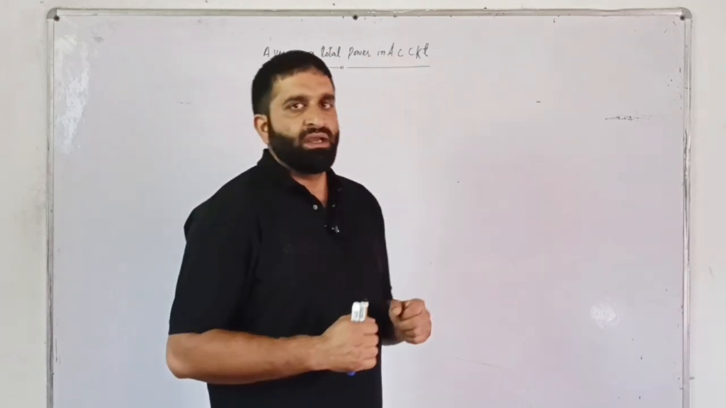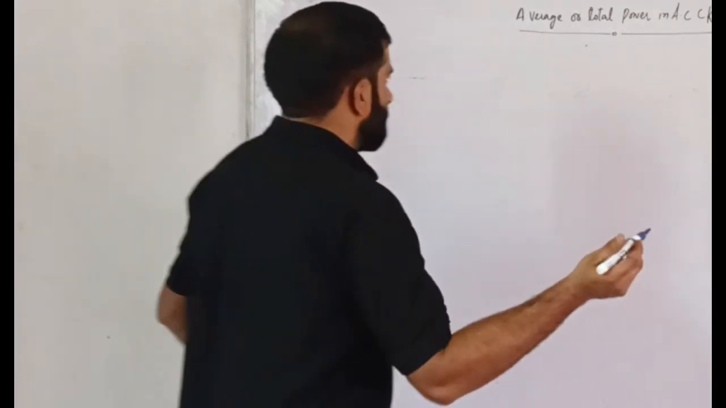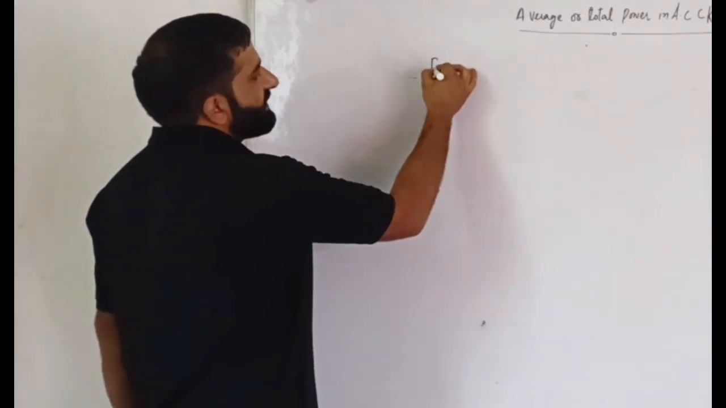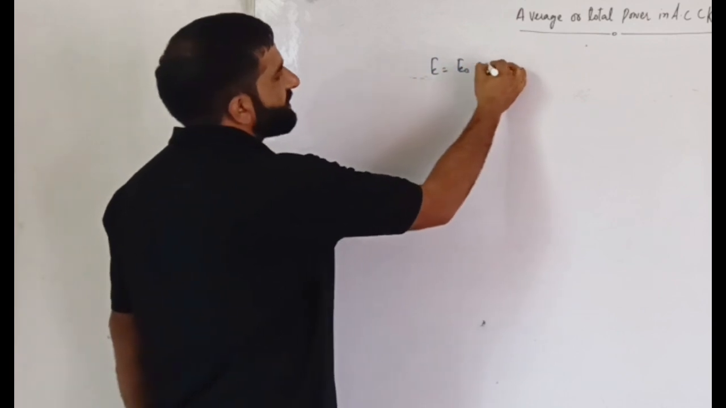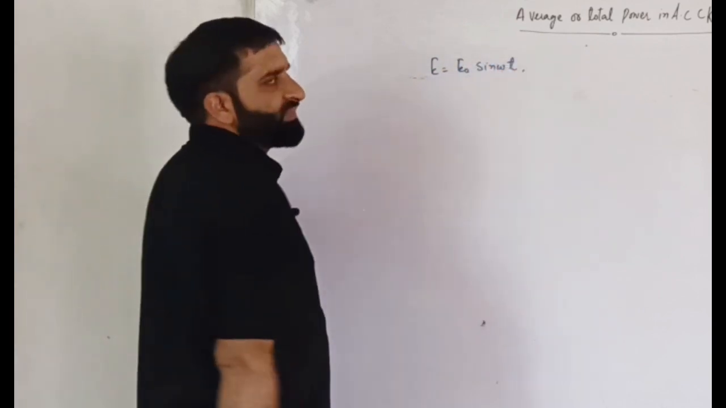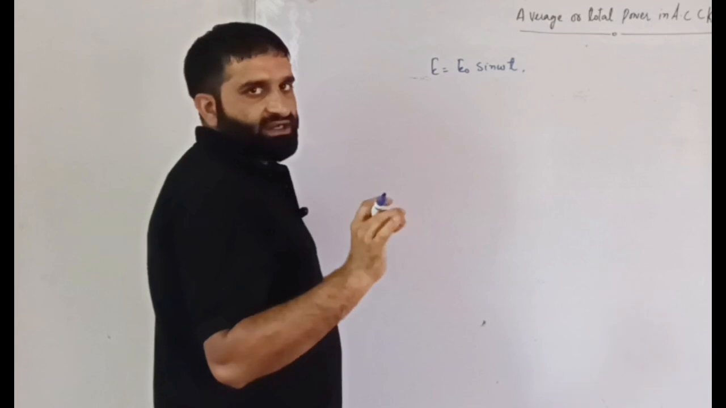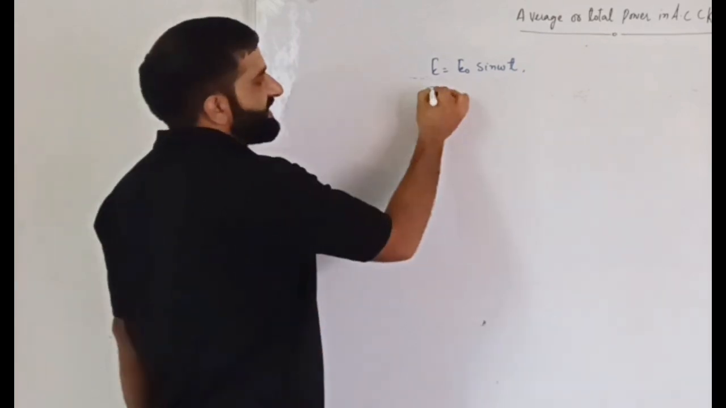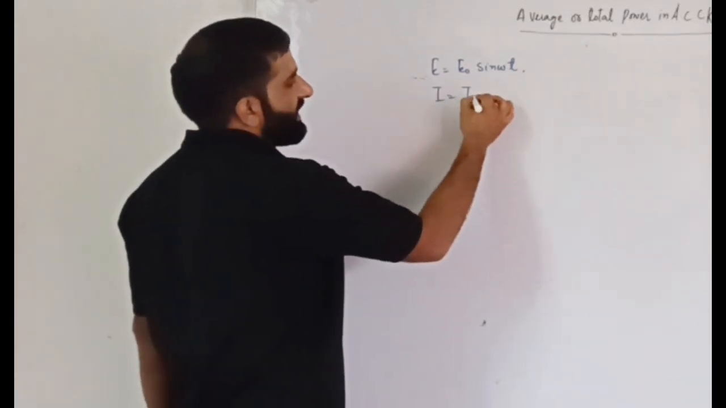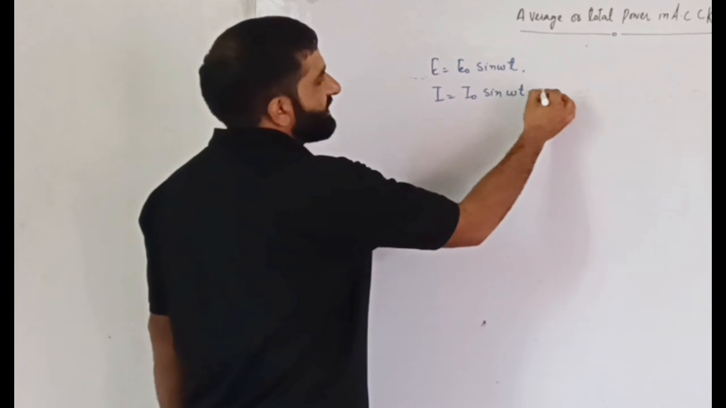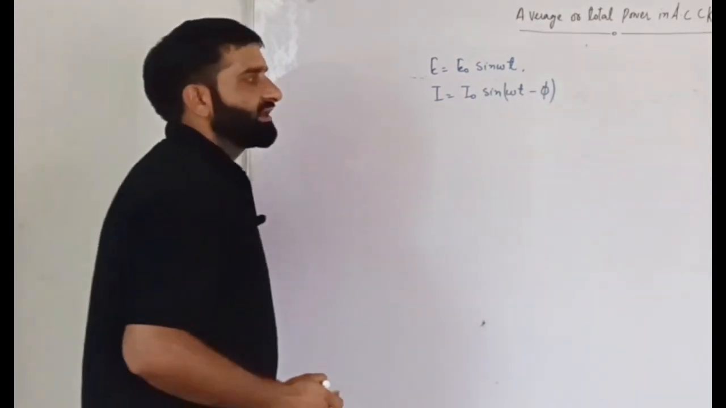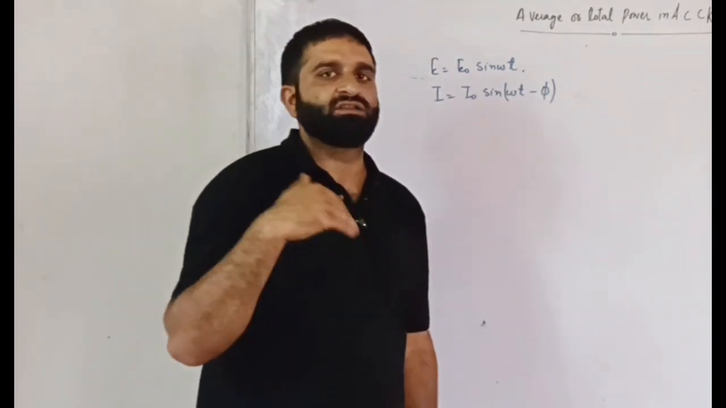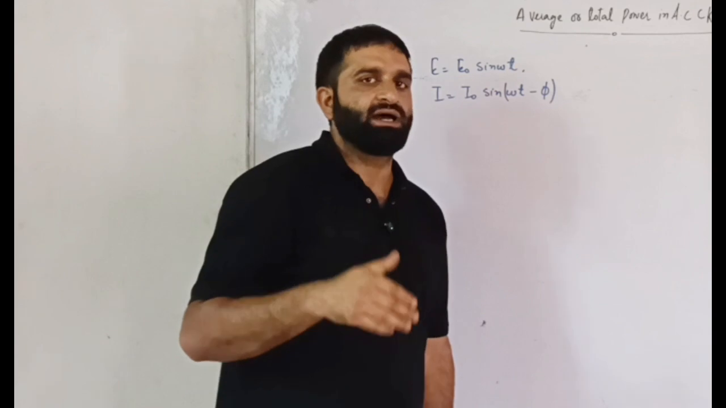Now let us talk about the average power and the total power. If E is equal to E0 sine of omega t, as the circuit contains a resistor and an inductor, there is a phase lag. That means I will be equal to I0 sine of omega t minus phi, where phi is the angle by which the current lags behind the voltage, or by which the voltage leads the current.